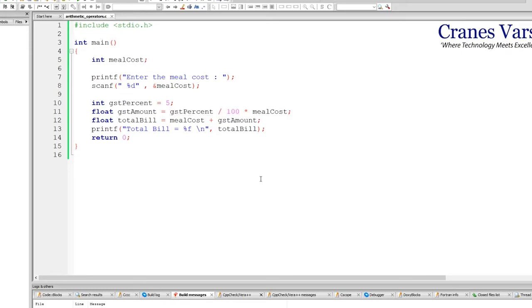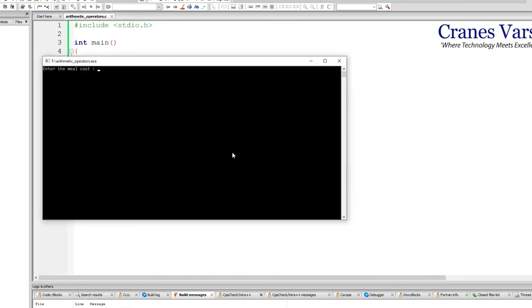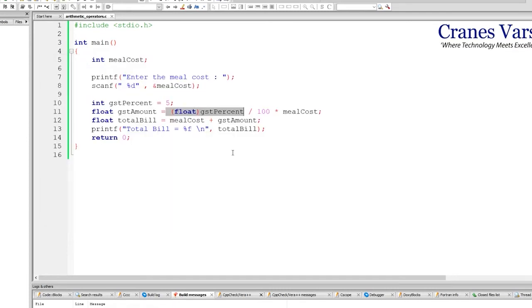If you have 100 or some literal, you can just write .0 to make it float. The other way to make a variable float only for that particular expression is using something called typecasting. This is the place where I'm typecasting it. I'd like to say that GST percentage should be treated as float for this calculation. Now I'd like to rerun the program and give the same 100. Here it's not a problem. Clear? Okay.